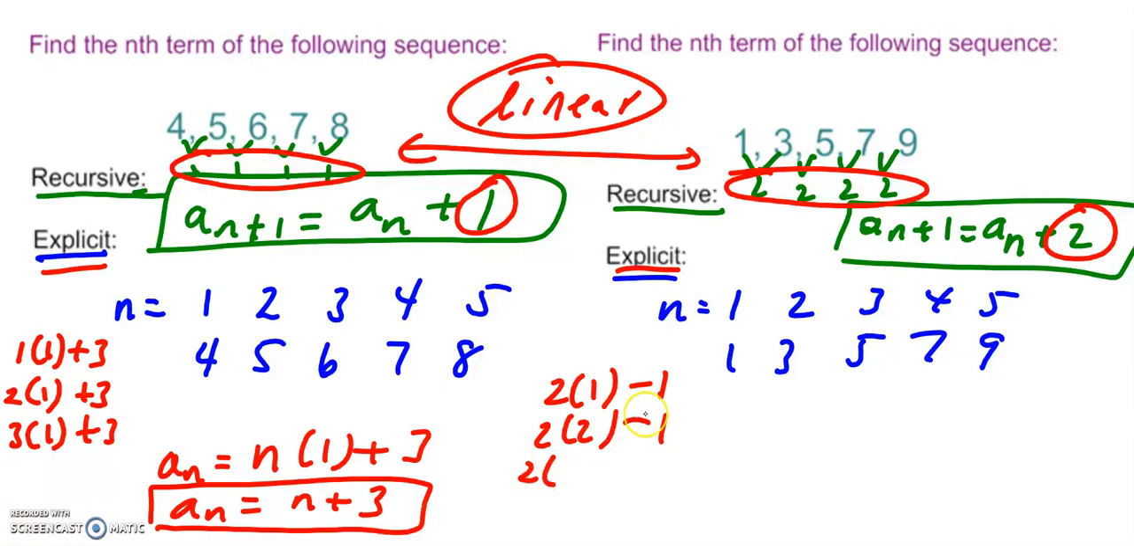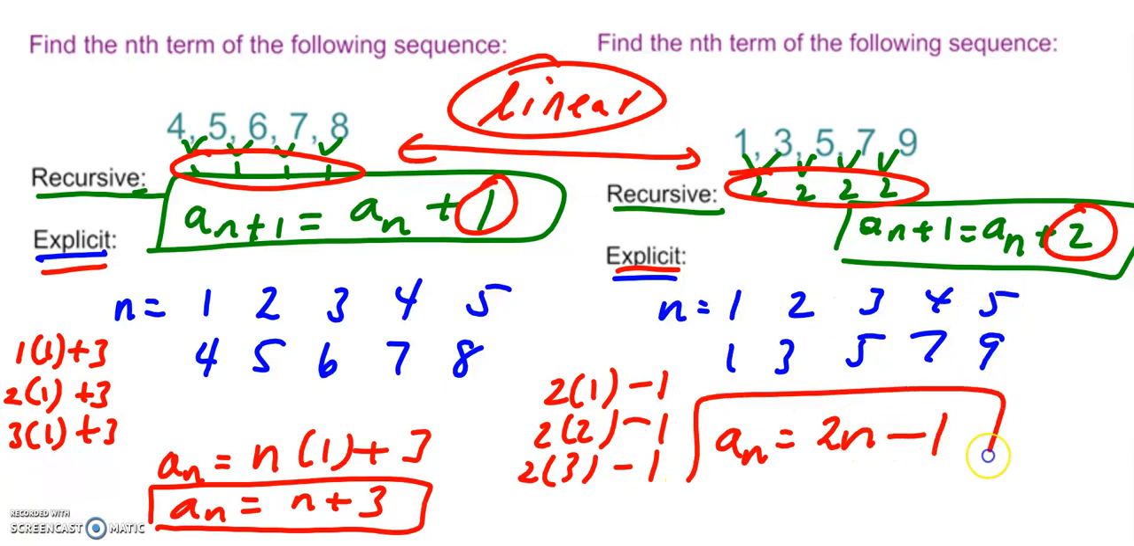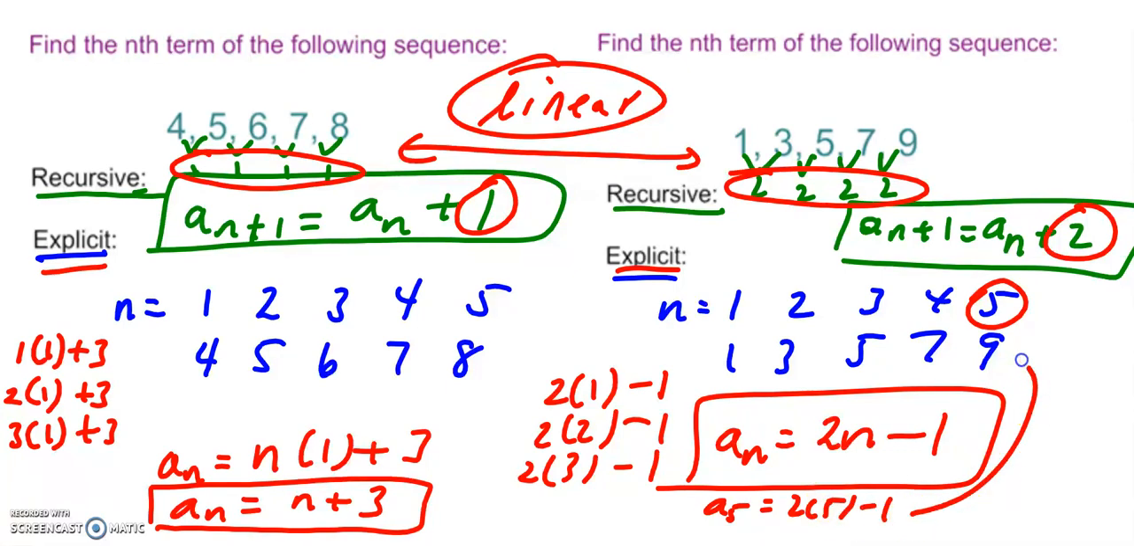If I take 2 and multiply it by my third term and subtract 1, would I get 5? Yes, I would. So if I want to make this more general, you would take 2 times whatever n term you're on and subtract 1. And no matter what, this should work. And you can check yourself. If I want to check 5, a sub 5 is 2 times 5 minus 1, which gets me 9. So I know I'm correct. So if you get a common difference, a consistent pattern the first try, it has to be linear.